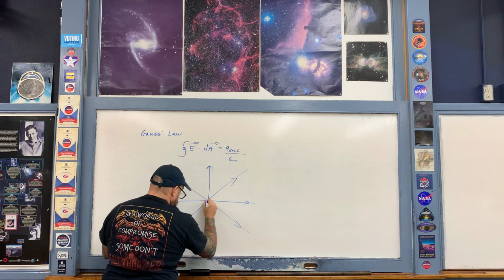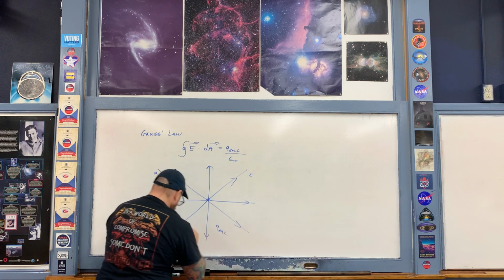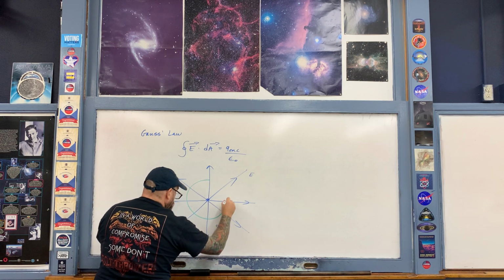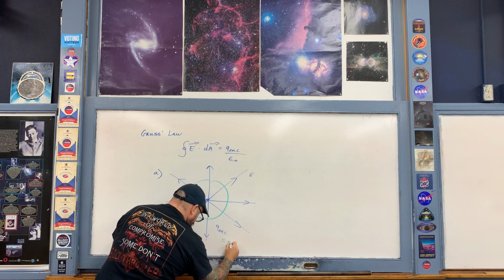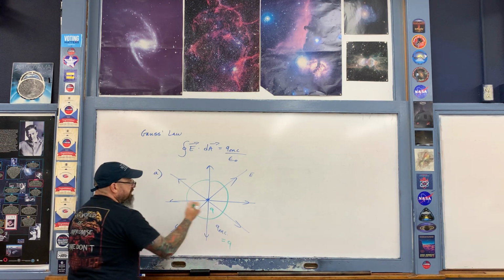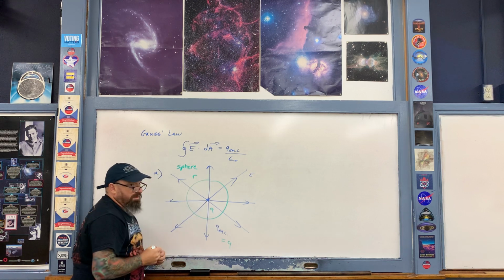Like so. Q enclosed is just equal to the Q itself. That's this guy right there. And then let's say that the Gaussian surface here, which is a sphere, has a radius small r associated with it.